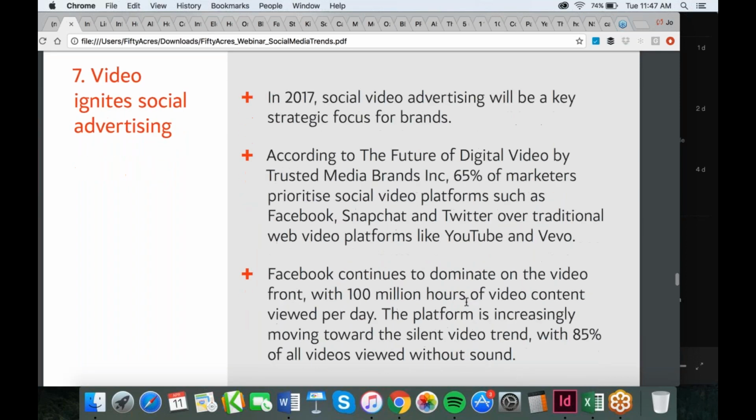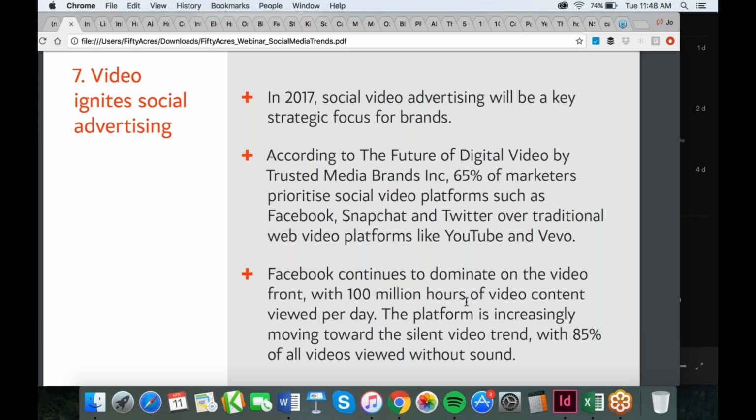So what's the next one? Number 7, video ignites social advertising. In 2017, I think social video advertising will be a key strategic focus for brands. According to the Future of Digital Video by Trusted Media Brands Inc., 65% of marketers prioritize social video platforms such as Facebook, Snapchat, and Twitter over traditional web video platforms like YouTube and Vimeo.